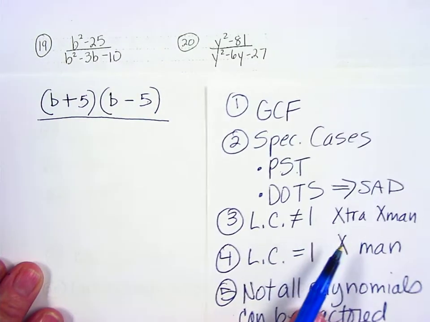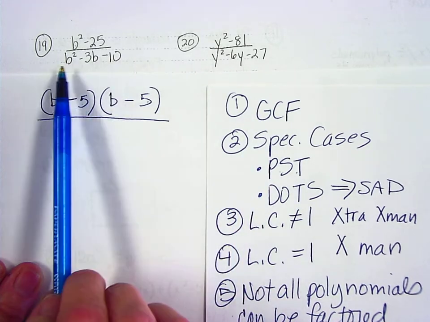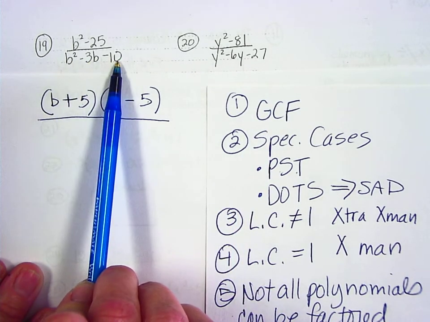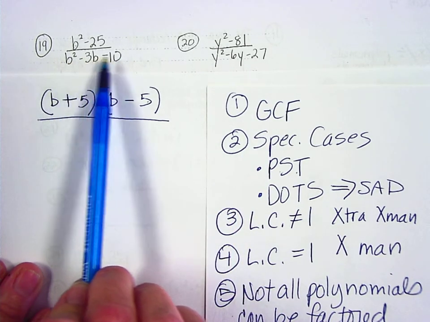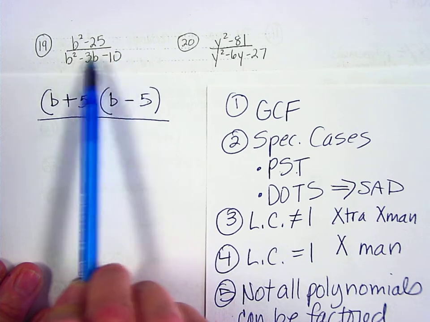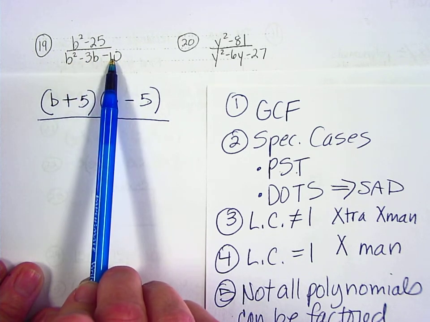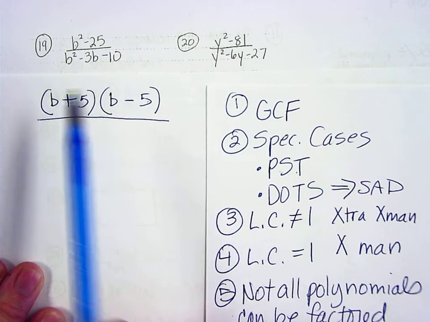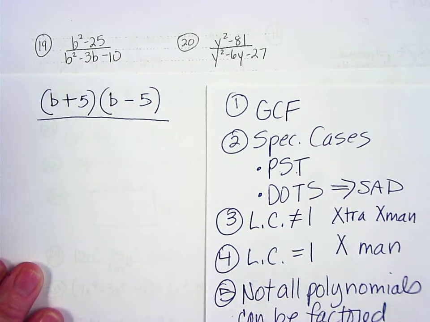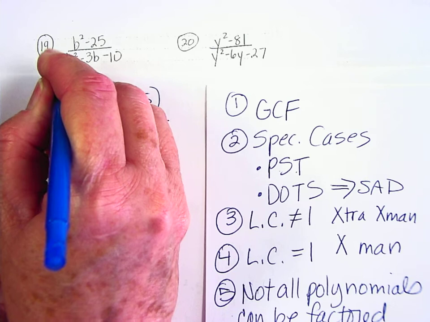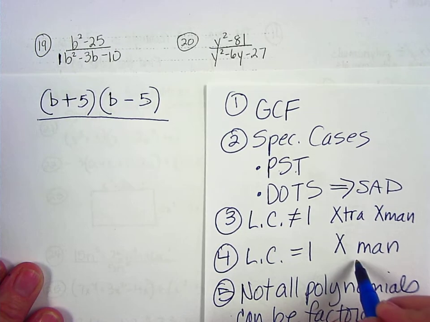Look at the denominator. Start back up at the top. Is there a GCF? I do not see one. Is this a PST? It is not, because these are not perfect squares. Is it dots? It's not, because it's not a binomial. Is the leading coefficient something other than 1? No, the leading coefficient is 1. So I'm going to use plain old X-man.